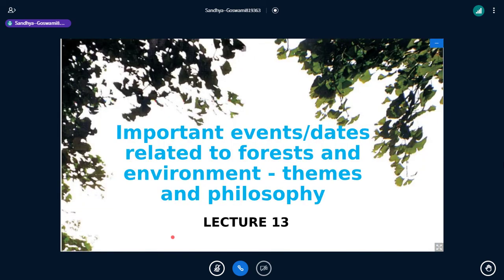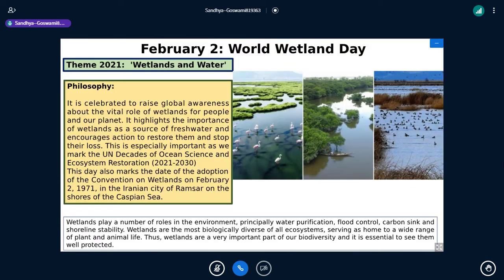Before that, let me tell you one important thing about all the important events and dates. If we talk about their philosophy, then the celebration of any important event or date is basically for the purpose of creating awareness related to that particular thing, right? Whatever we celebrate, it is mostly about creating awareness among everyone so that people can restore and save that thing. So here also, for everything, the philosophy is like that.